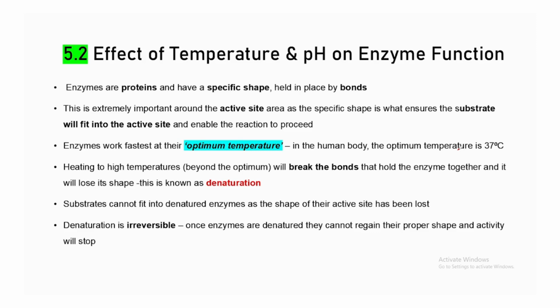Enzymes work fastest at their optimum temperature. In the human body, the optimum temperature is 37 degrees Celsius. Heating to high temperatures beyond the optimum will break the bonds that hold the enzyme together and it will lose its shape. It is known as denaturation. Substrates cannot fit into denatured enzymes as the shape of their active site has been lost. Denaturation is irreversible. Once enzymes are denatured, they cannot regain their proper shape and activity will stop.